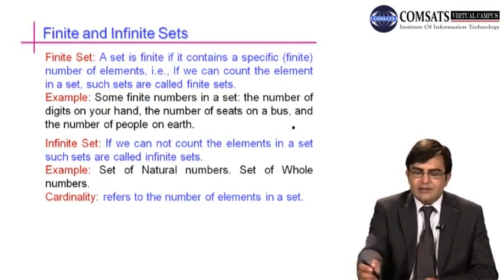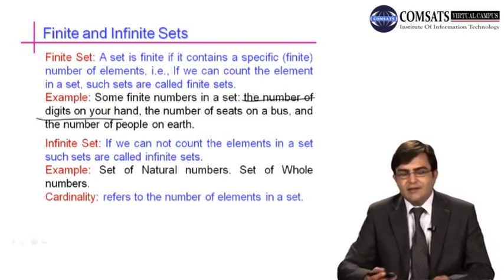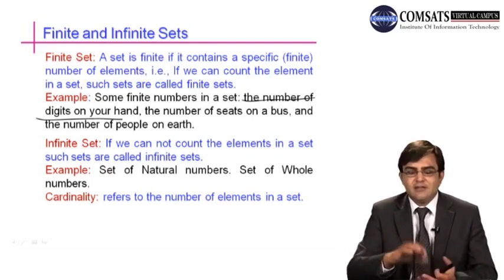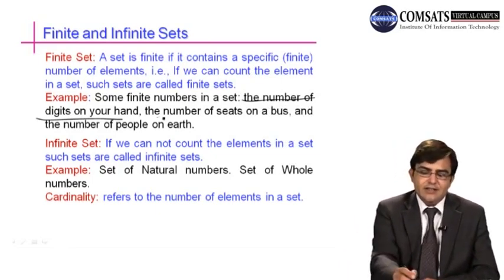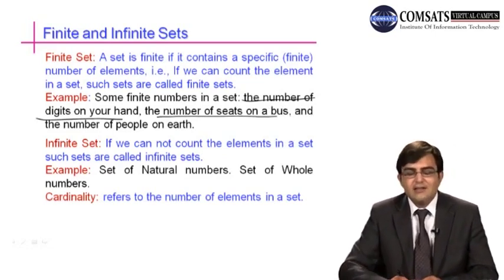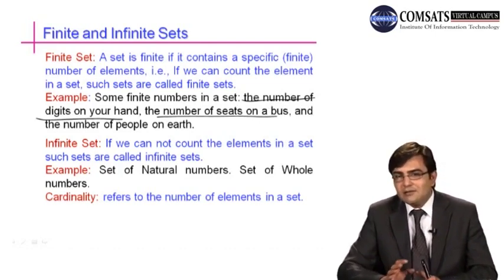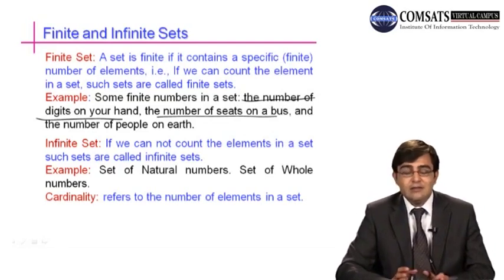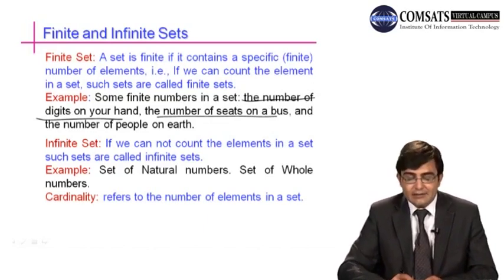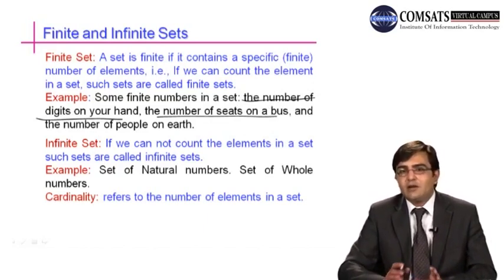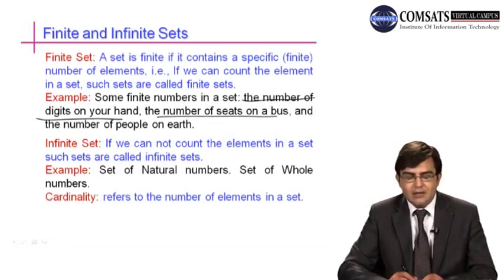For example, you can take the number of digits on your hand. When you count 1, 2, 3, 4, 5, 6, 7, 8, 9, 10, these numbers which you can count on your hand is basically a finite set. The number of seats on a bus is also a finite set. The number of people on earth is also finite, because no matter how large the number of people on earth is, we can still count them. So these are the examples of finite sets.